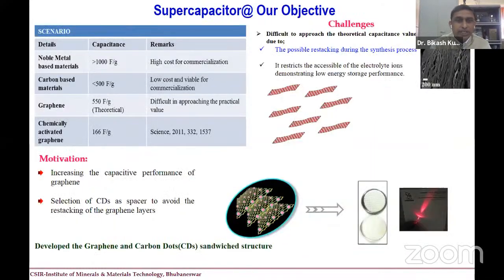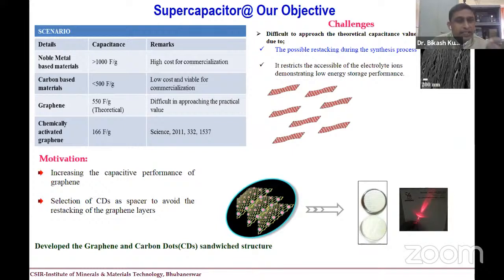When we started our work, we got motivated to develop some materials for supercapacitor applications. We understood there are many metal-based materials available with supercapacitance properties. The charging and discharging mechanism is good, and they can give capacitance values of more than 1000 farad per gram, but they have high cost for commercial purposes. Carbon-based materials have low supercapacitance but are low cost. When graphene came into the picture, we observed that graphene has the highest theoretical capacitance among carbon-based materials, 550 farad per gram.